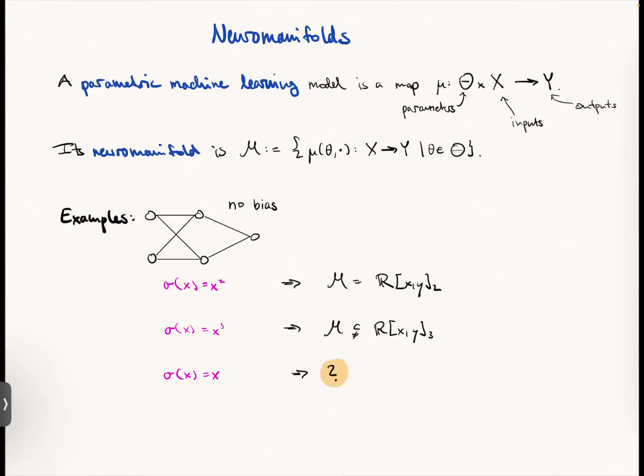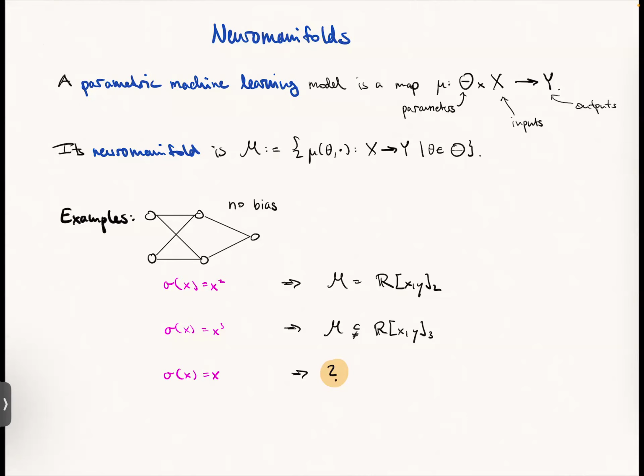For each fixed choice of parameters, this is just a function from input to output space, and the collection of all of these functions is the neuromanifold. We have essentially computed some neuromanifolds, or the last one we haven't technically computed, but I promised you this is how it is. In this example architecture, when sigma is x squared, you get all quadratic polynomials. And when sigma is x cubed, then maybe I could convince you that it's some proper subset of the cubic polynomials. And now, okay, breathe.